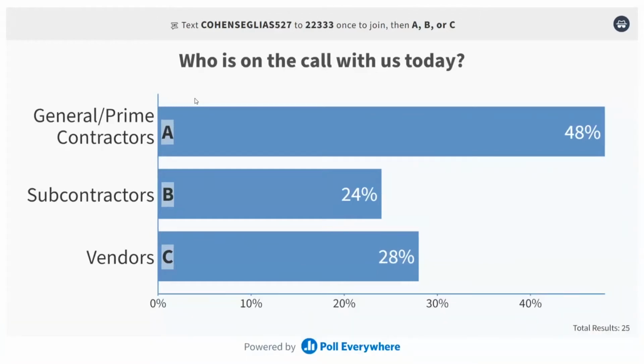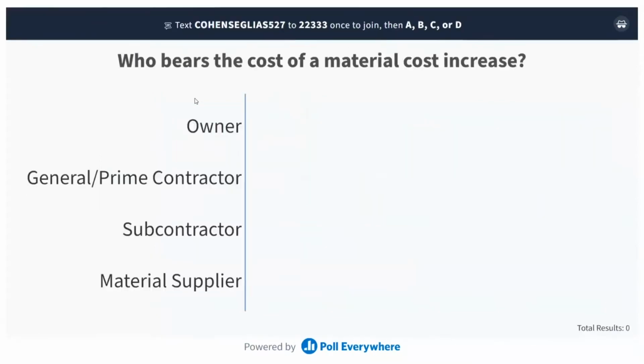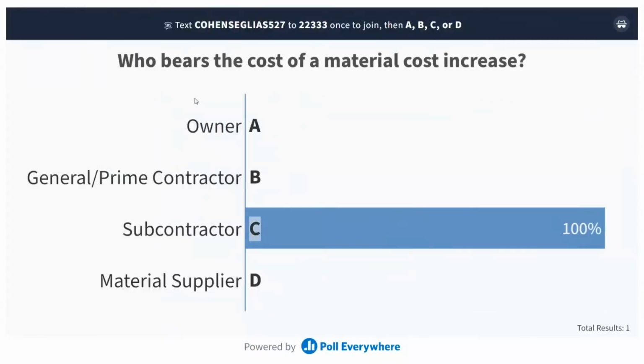So, all right. We've got about 50% prime contractors and about an even split for the next 50% between subcontractors and vendors. That gives us a good approximation of who's on the phone. So that's always nice for us to understand. So with that understanding, let's talk about this question.